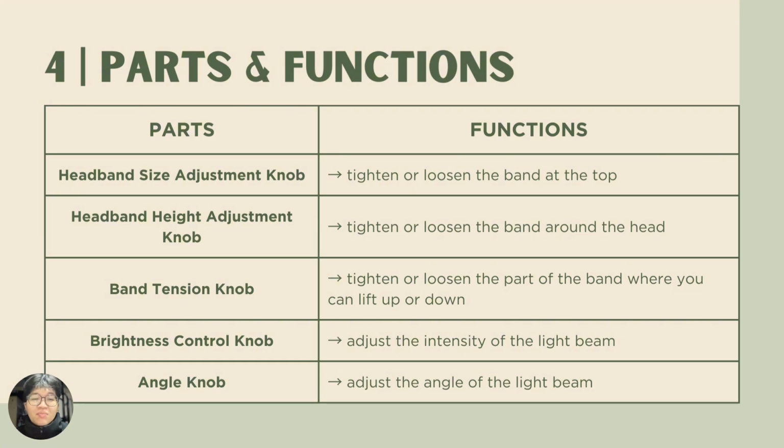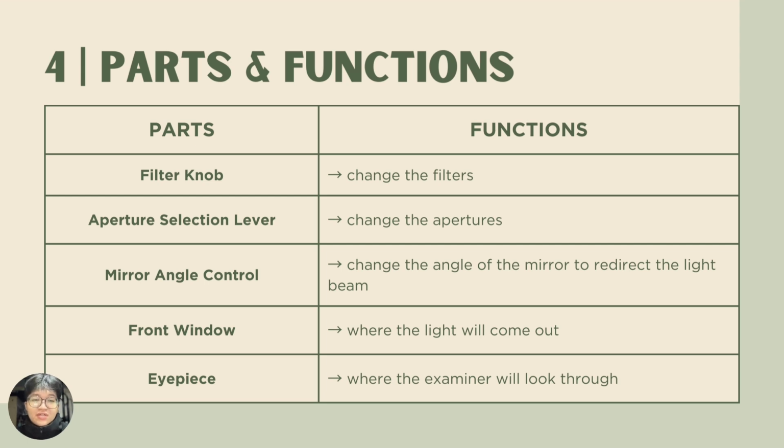The brightness control knob adjusts the intensity of the light beam. The angle knob adjusts the angle of the light beam. The filter knob changes the filters. The aperture selection lever changes the apertures. The mirror angle control changes the angle of the mirror to redirect the light beam. The front window is where the light will come out, and lastly the eyepiece is where the examiner will look through.